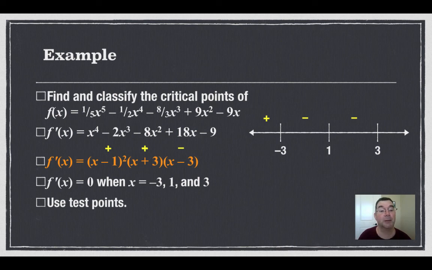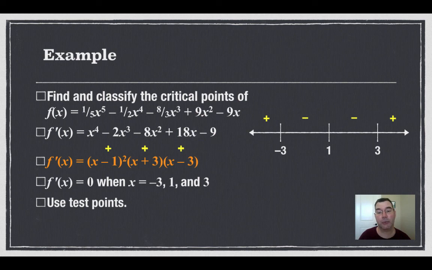Now let's take a number that's bigger than 3. Let's try 4. Plug it into that first set of parentheses that's being squared. It will always be positive. 4 plus 3 in the second set of parentheses is a positive 7, so that remains positive. But now looking at the last set of parentheses, 4 minus 3 is a positive 1, so now that's positive. So now everything's positive. A positive times a positive times a positive is positive. So I can see the first derivative is positive, and then negative, and then negative, and then positive. What that means is the original function is increasing, and then decreasing some more, and then increasing.